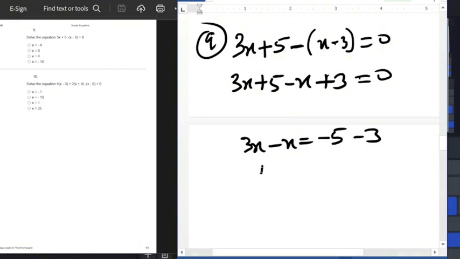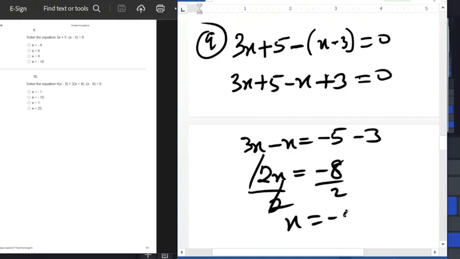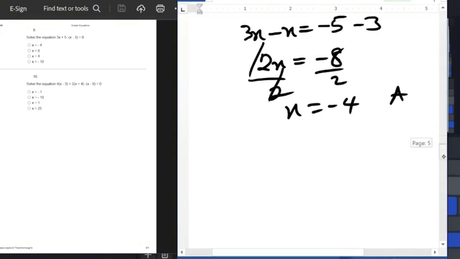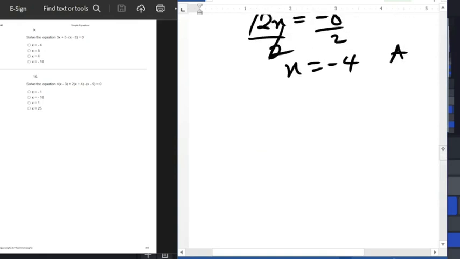So this will give us 2x equals what? Minus 8. So what we're looking for is x, not 2x. We divide both sides by 2. 2 cancel 2. Therefore, x equals to what? Minus 4. And that is option A. That's on question number 9. So let's go to question number 10, the last question.